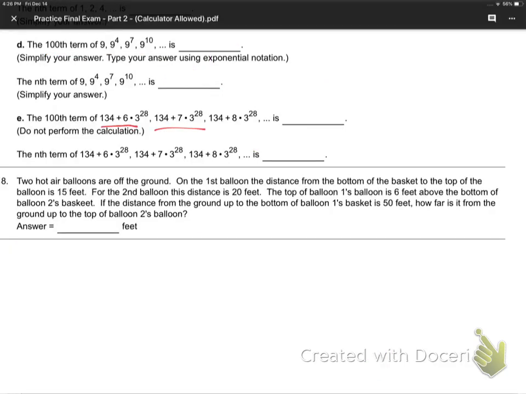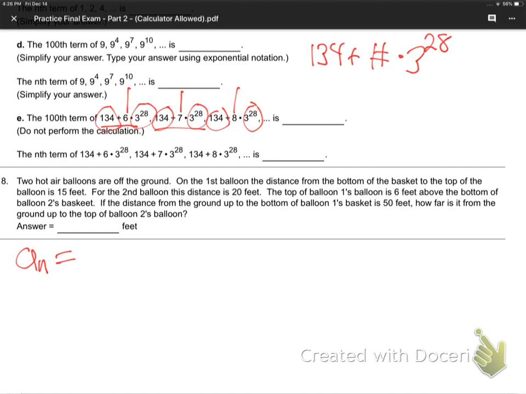And then part E is about the same thing. See how it's 134 plus some kind of number, times 3 to the 28th. That's always there. The 134, the 3 to the 28th. So the only thing that changes is the number: 6, 7, 8, right? So that's arithmetic. It's just going up by 1 every time.